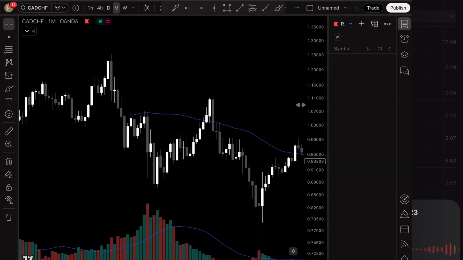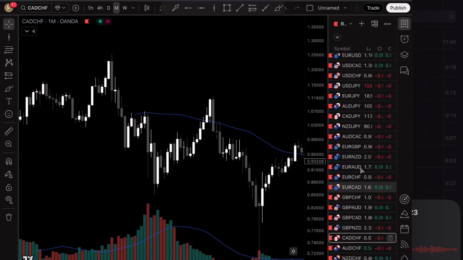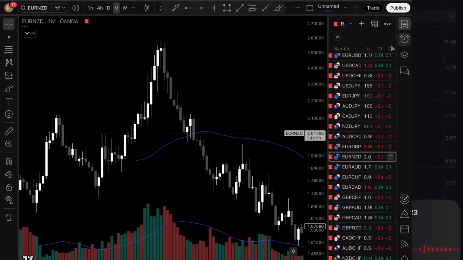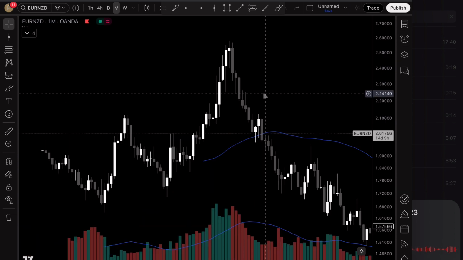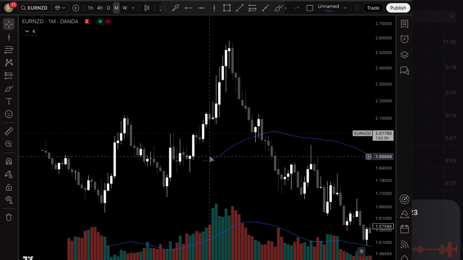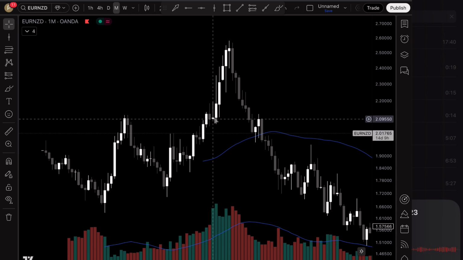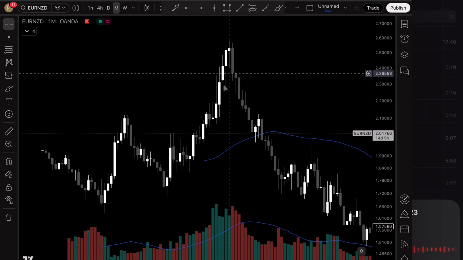The process that I'm going to be showing you is something you can do on any pair of your choosing. So I'll randomly just pick one. Let's see, EUR NZD, randomly. On the monthly time frame, what we're going to be looking at is what happens at the end of any active trend.